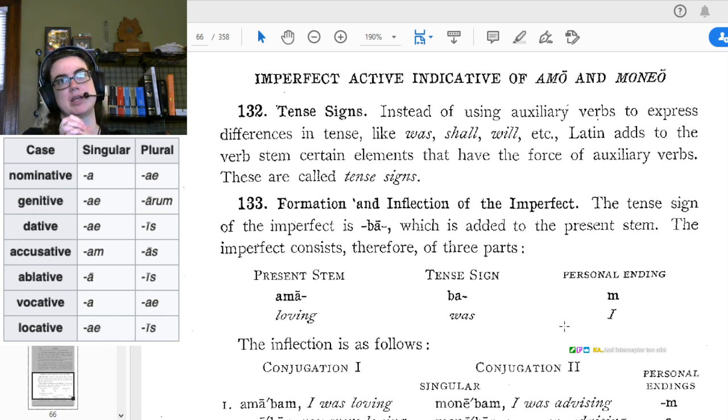In English, we use helping verbs. I will drink, I used to drink, I was drinking, right? All those other little words. In Latin, we're seeing here the tense sign. So we have a present stem, ama or monet.